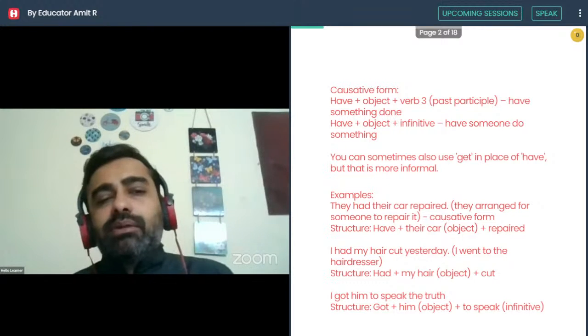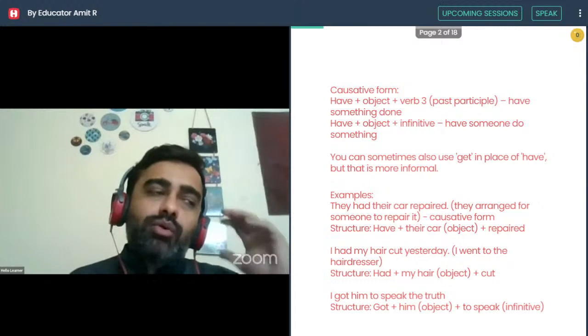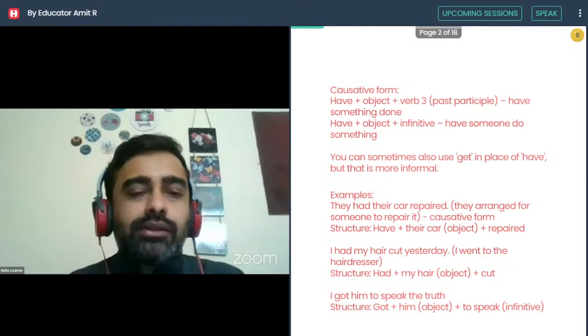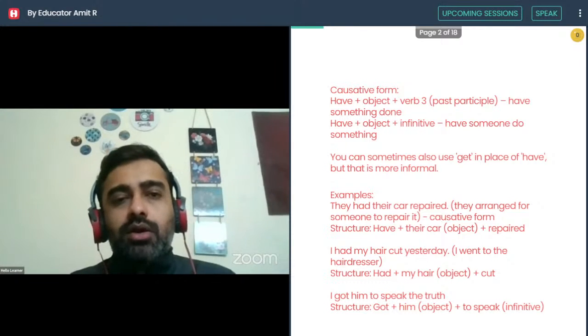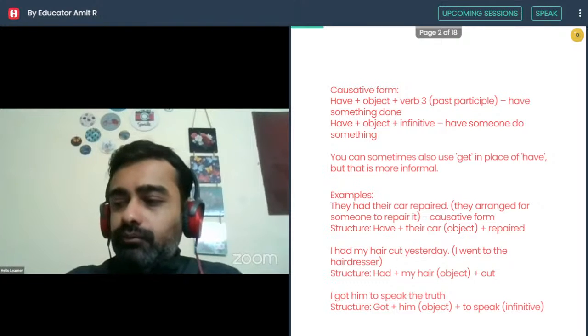And the second statement says that he bought the tickets for me or for us, which basically means that it was he who took the initiative to buy the tickets. So that's the difference here. So that's why the causative form is important, because what do we understand? Why is this form important?